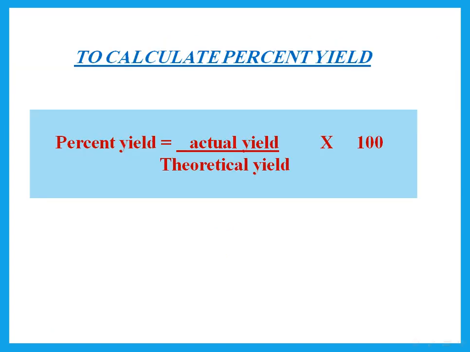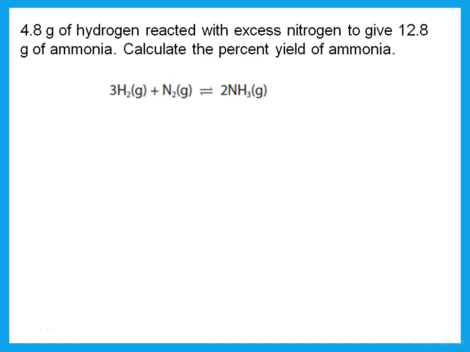To calculate percent yield, you should know that percent yield is actual yield over theoretical yield times 100. What does that mean? Let's try a question. He's telling me 4.8 grams of hydrogen reacted with nitrogen to give 12.8 grams of ammonia. Calculate the percent yield. Now, percent yield, that means I'm not going to use the 12.8 now for anything.